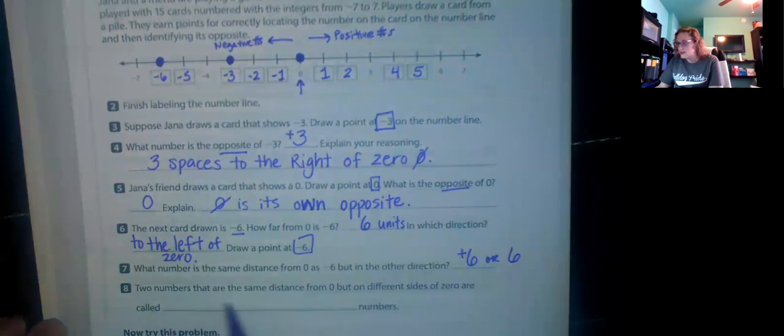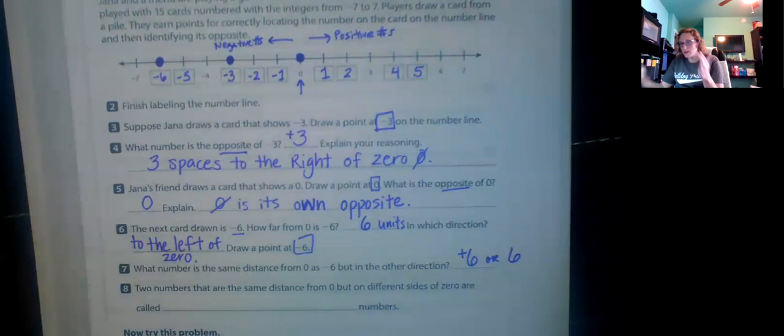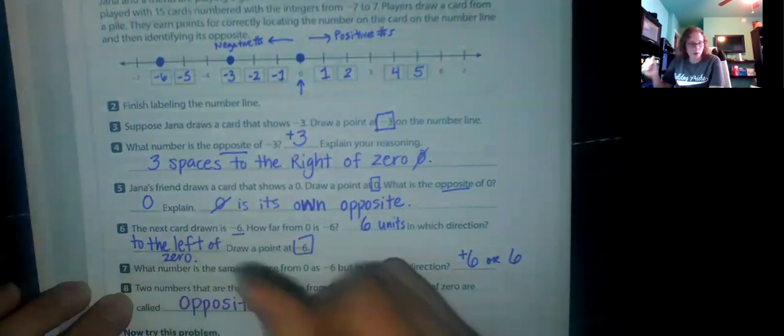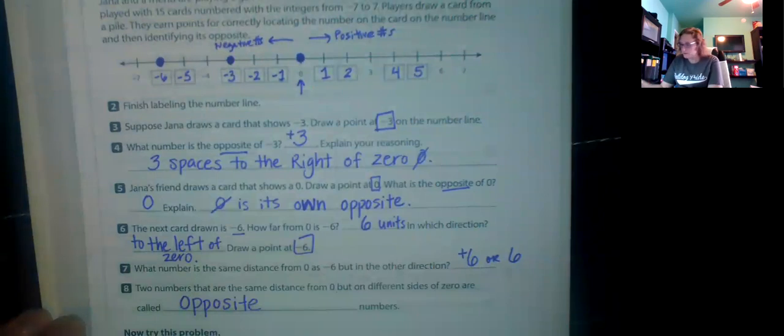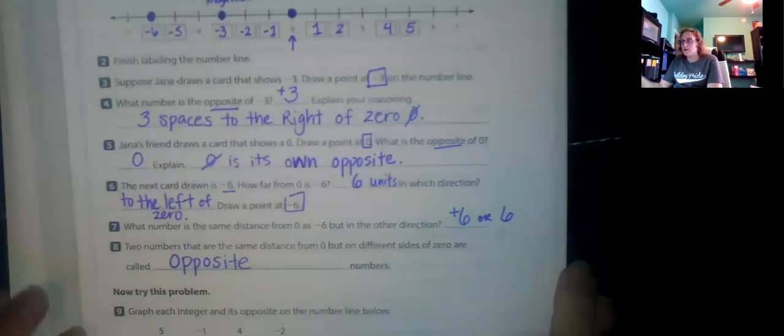Two numbers that are the same distance from 0, but on different sides of 0 are called, okay, so remember they're the same distance, but they are on opposite sides. We call those opposites. Okay, opposite numbers.